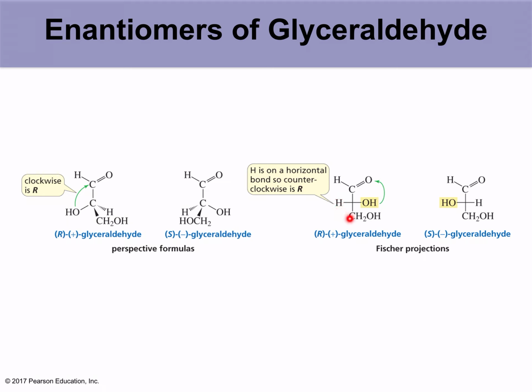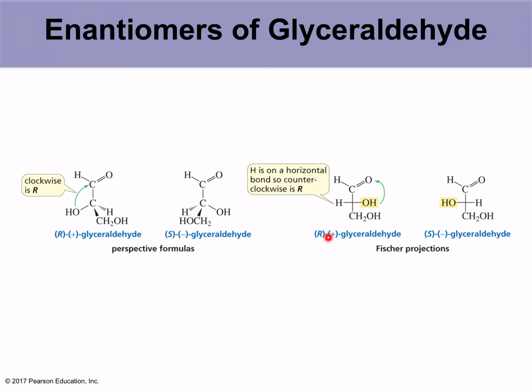Remember, we need to get the configuration putting hydrogen to the back. So the way it is drawn, we can find out how the numbering goes. The oxygen would be number 1, this would be 2, this would be 3. The way it is drawn, it is going counterclockwise, but the hydrogen is coming towards us. Since it's coming towards us, the way the Fischer projection is drawn, we always have to get the opposite of what we get from the way it is drawn. So since it's going counterclockwise, with hydrogen coming towards us, but we want hydrogen to be away from us, that will make it R configuration. Hydrogen is on a horizontal bond, so counterclockwise is R.